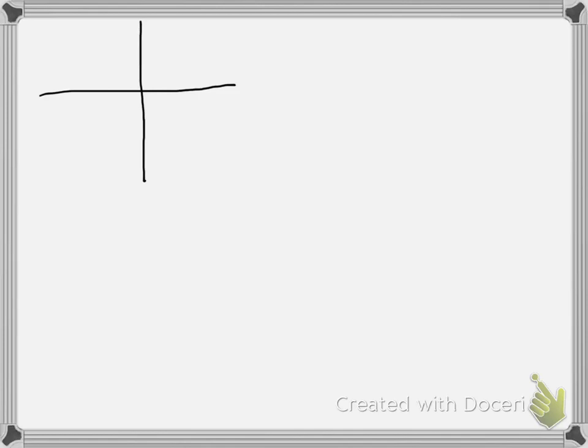You should be able to tell me what parent function this is. I'm not going to tell you. Okay. Does it pass horizontal and vertical line tests? It absolutely does. So is this one one-to-one? Yes, this is also one-to-one. Okay.